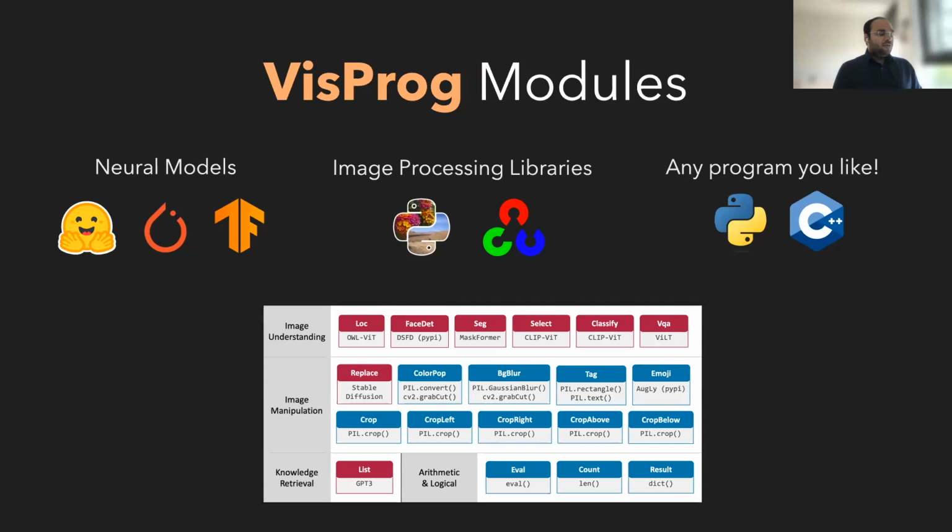So the core components of VisProg are its modules. We have modules for image understanding, image manipulation, knowledge retrieval, and arithmetic and logical reasoning. So for example, we have Stable Diffusion for replacing pieces of the image. We have VQA for answering questions about images, and so on. So these VisProg modules essentially can be anything ranging from neural models to image processing libraries to any arbitrary program that you have in mind.